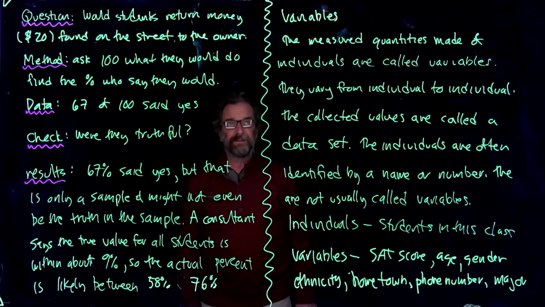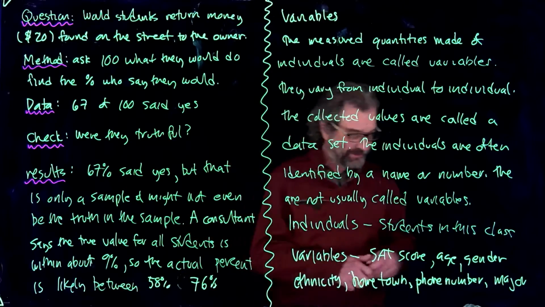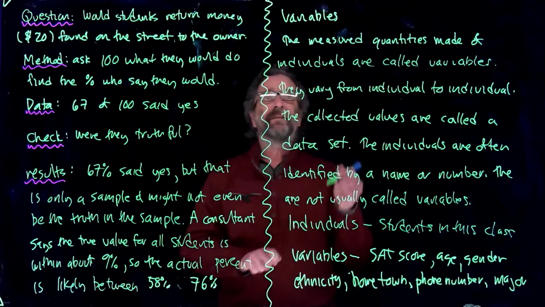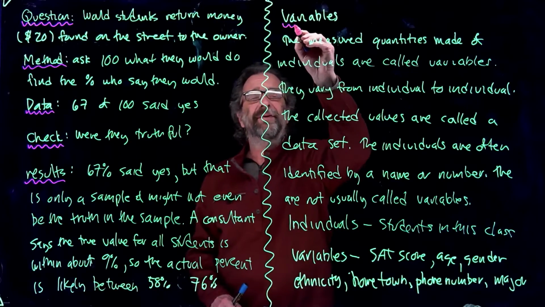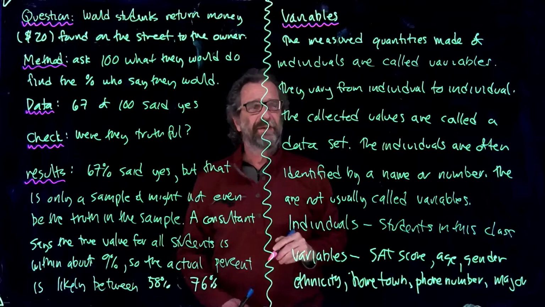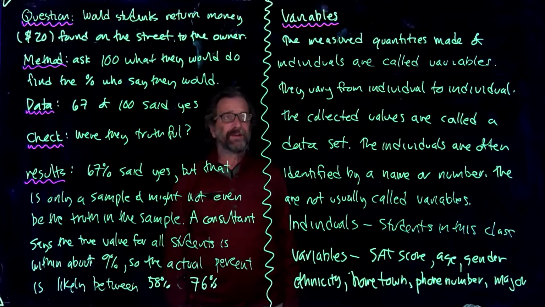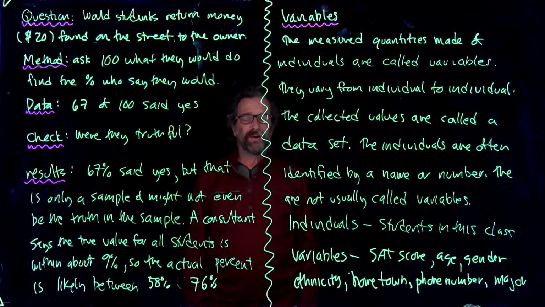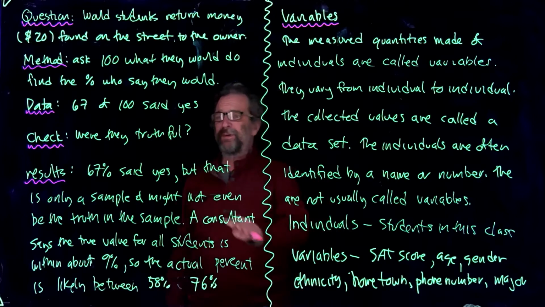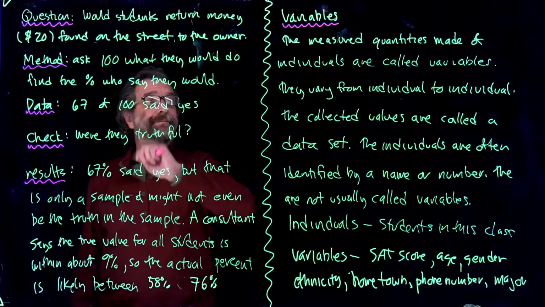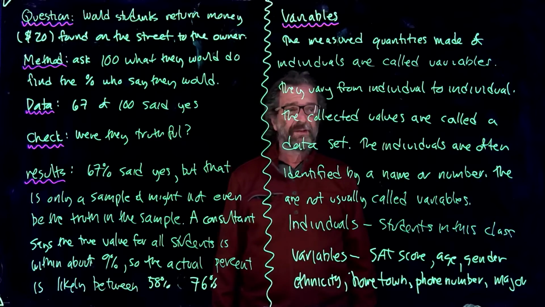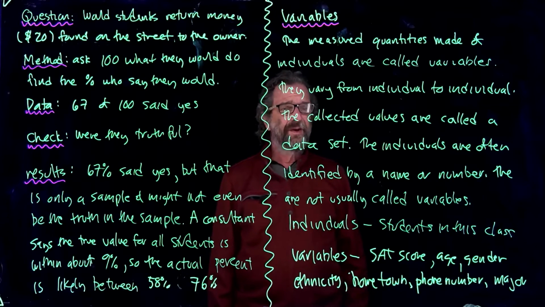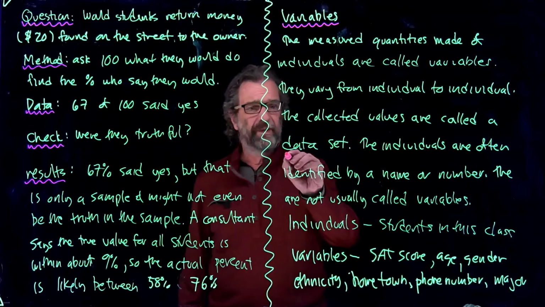And we continue on with more definitions. So the more definitions we have, here it comes, variables. So far we had parameters, statistics, sample, population. Now we have variables. The measured quantities made of individuals are called variables. So over here, the variable was, did they say yes or no? They're called variables because they vary from individual to individual. The collected values are called the data set. Oh, a data set.